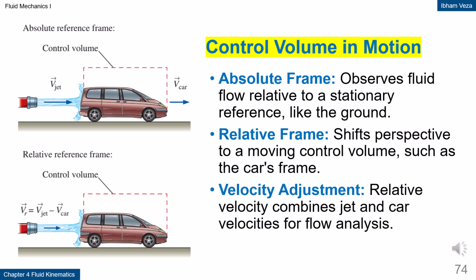Control volume in motion. In the absolute frame, the flow is observed relative to the ground or a fixed reference. In the relative frame, the observation is made from the perspective of a moving control volume. The relative velocity is obtained by combining the flow velocity and the reference frame velocity. This approach is very important for analysing jets, rockets, or moving vehicles. By choosing the appropriate frame, the analysis becomes much easier.